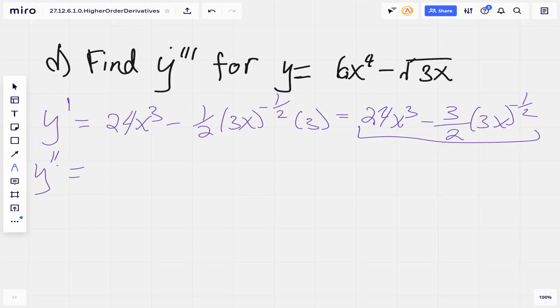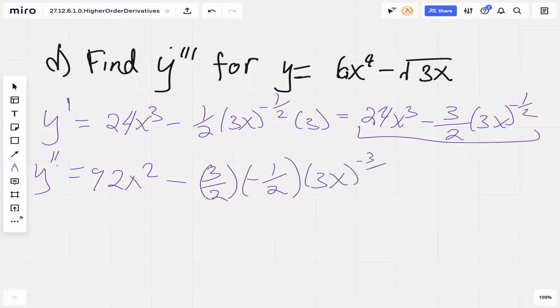So derivative of 24x cubed. So what do we have? Let's see, 24 times 3. We have 72x squared minus derivative of this second term. So 3 over 2 times negative 1 over 2 times 3x raised to the negative 3 over 2 times 3. Good, that looks good. Now let's simplify a little bit.